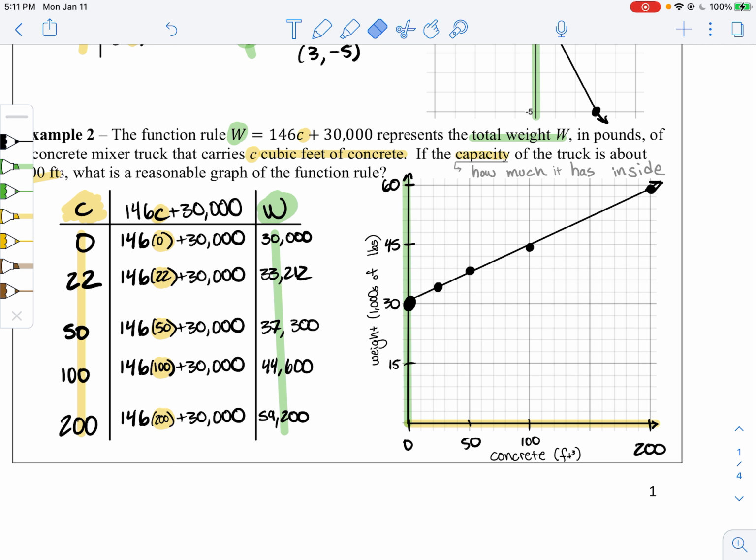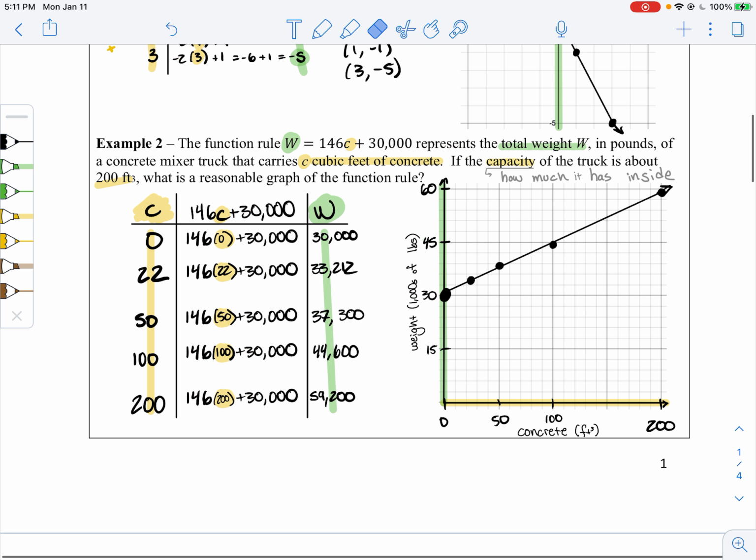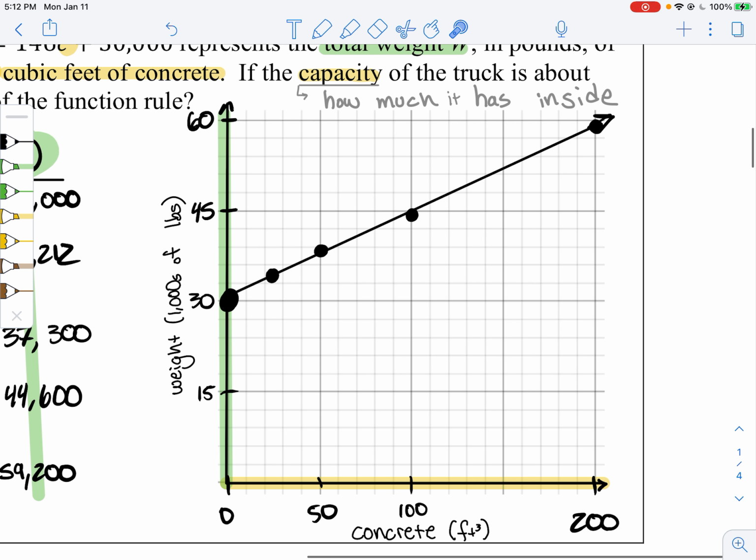Ta-da! We made a graph. It's linear. There. That's how you do it. You take one variable, you plug it into your rule, and you get your coordinates. Nice. Now this graph continues for the whole graph. It's all line. It's not just points.